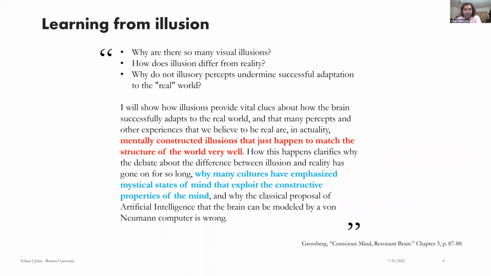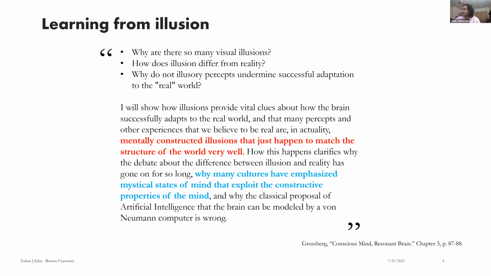I keep feeling defensive about illusions, and maybe Steve does too, but I think you really can learn from illusions. It's often one corner of visual neuroscience, and a lot of neuroscientists never really think about illusion. But I think they're very good questions that come out of it. Why are there so many? What makes them possible? In what sense do illusions differ from reality? The ill part of the illusion. And why do illusory percepts not undermine successful adaptation to the real world? How does all this not interfere if it's possible?